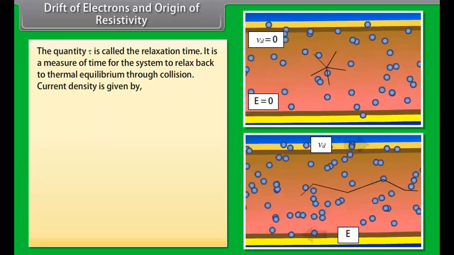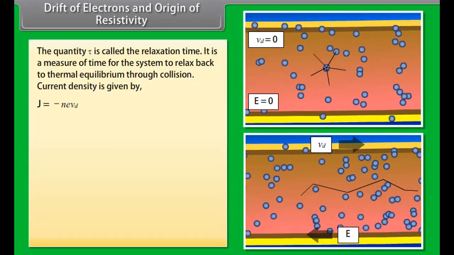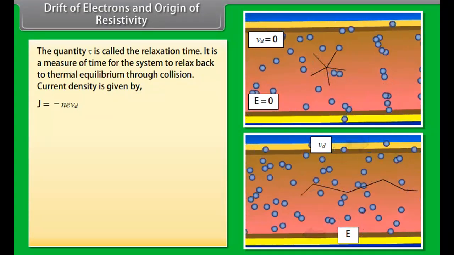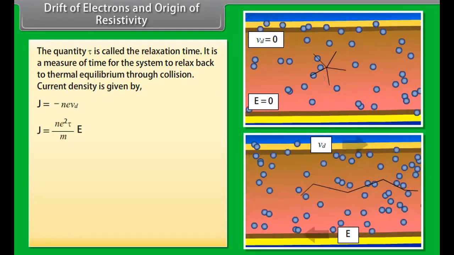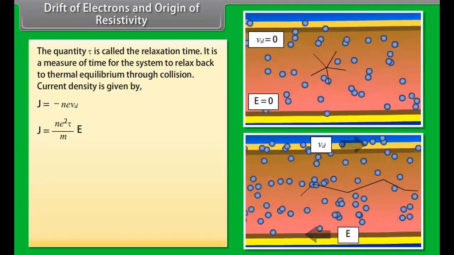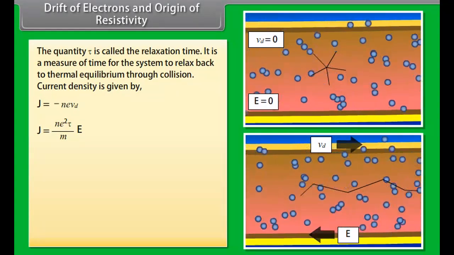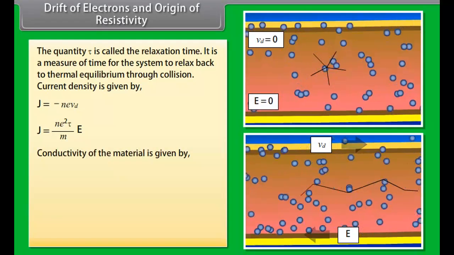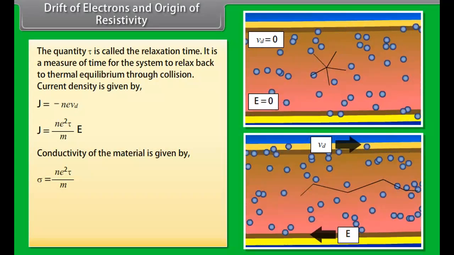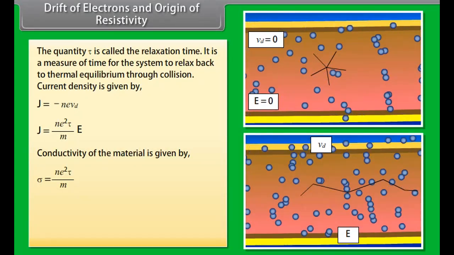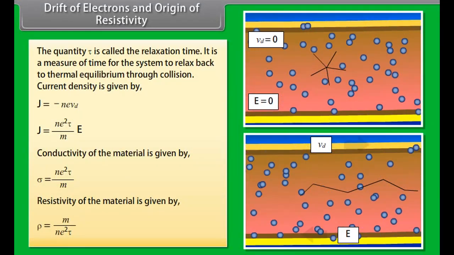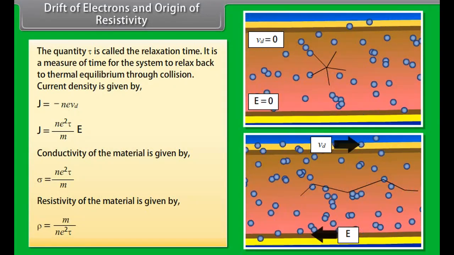Current density is given by J = -nevd. Putting the value of vd in the above equation, we get J = (ne²τ/m) × E. Hence, the conductivity of the material is given by σ = ne²τ/m, and the resistivity of the material is given by ρ = m/(ne²τ).